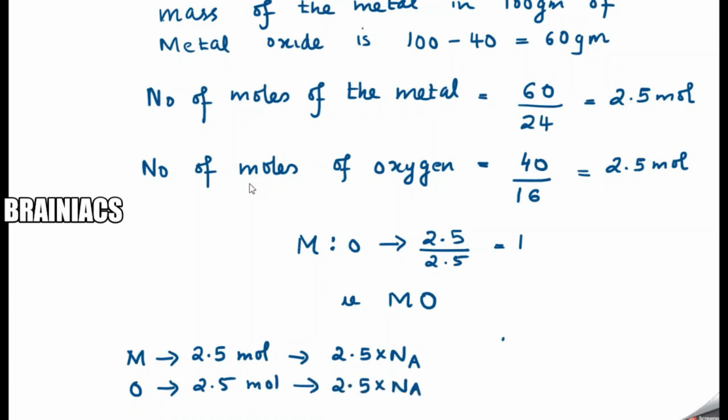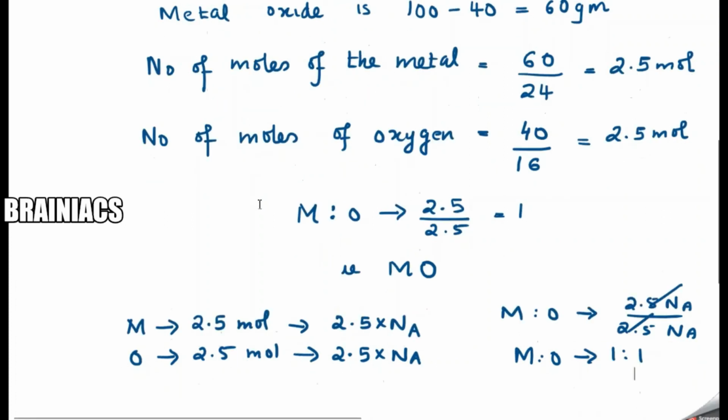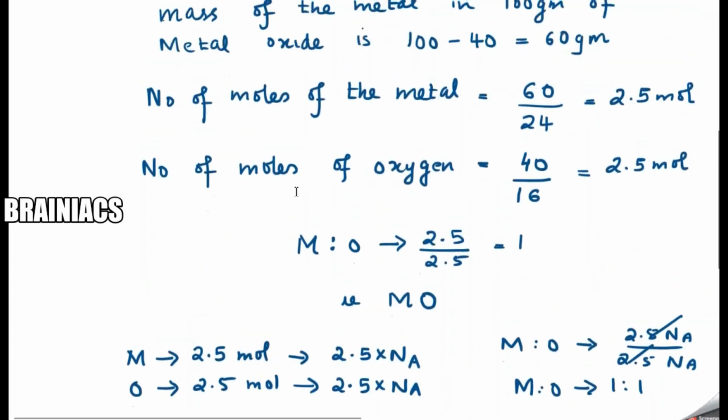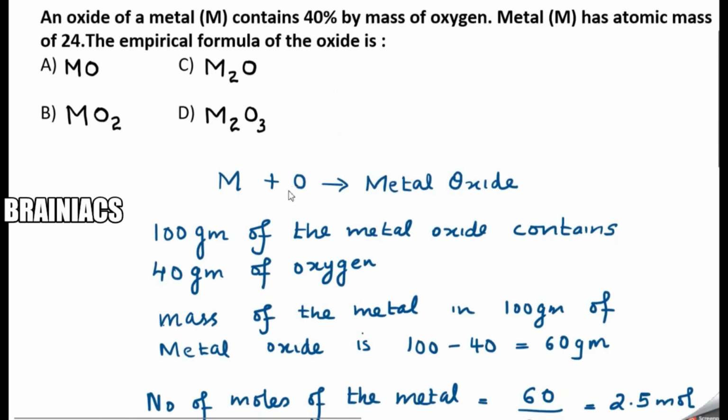Now compare the metal to oxygen number of atoms ratio. Again you will get the same value, 2.5 NA divided by 2.5 NA. Both are the same, right? So again this will become 1. So I can say the metal to oxygen ratio is 1:1, or what I could infer is that my empirical simplest formula is MO, correct? So we will check whether that is given in the question or not. Yeah, option A corresponds to that. So my answer is option A.